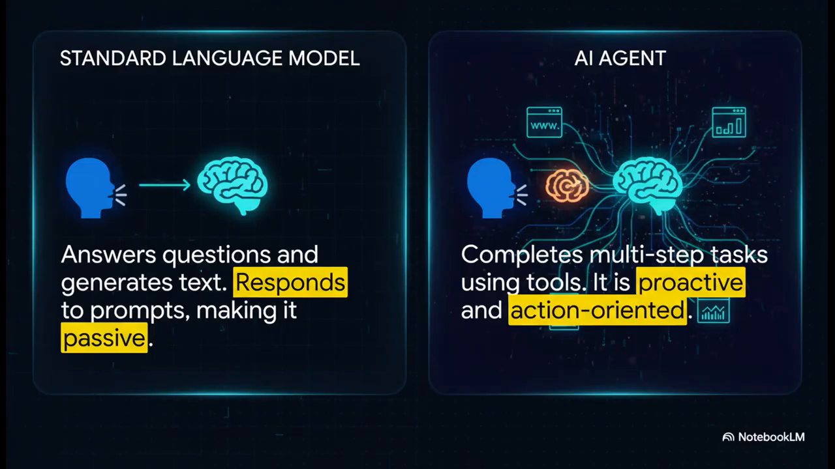And this right here, this really spells out the difference. Your standard language model, it's passive. It just sits there and waits for you to ask it something. But an AI agent is proactive. You can give it a really complex, multi-step task, and it will actually break it down, grab the tools it needs, like browsing the web or analyzing data, and then execute the whole plan. It's not a talker, it's a doer.